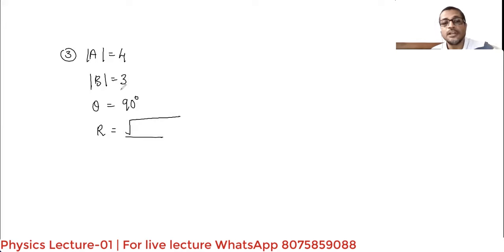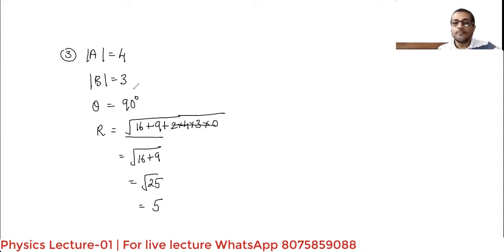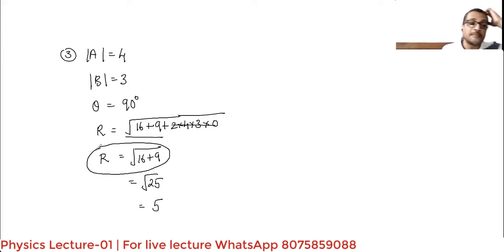Root of A square 16, B square 9, plus 2 A B cos 90. Cos 90 is 0. So this entire term is gone. So this is root of 16 plus 9, root of 25. And therefore, this is equal to 5. Especially this step, R is equal to root of 16 plus 9. Does it look familiar to something else that you have learned earlier?